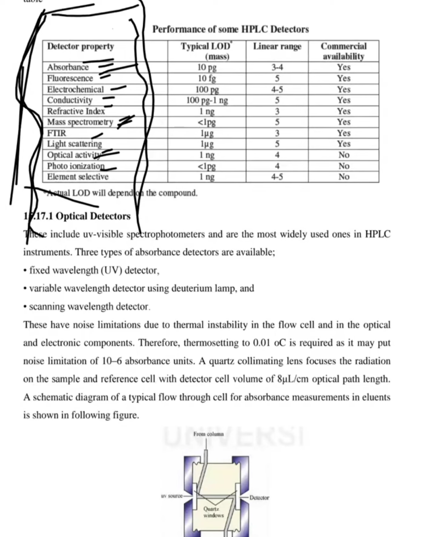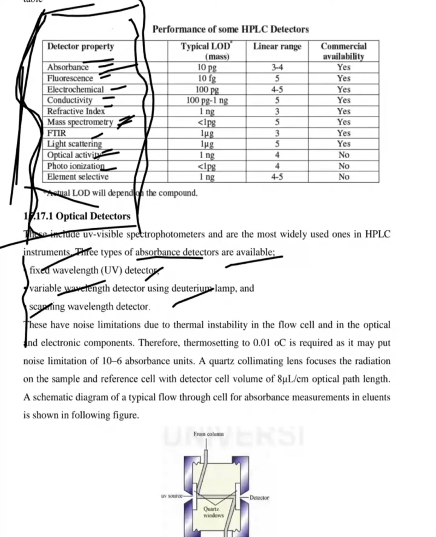And next are the optical detectors. Optical instruments such as UV visible spectrophotometry are most widely used for HPLC instruments. These types of absorbance detectors are available as fixed wavelength UV detectors, variable wavelength detectors using a deuterium lamp, or scanning wavelength detectors. These are the three types of absorbance detectors.